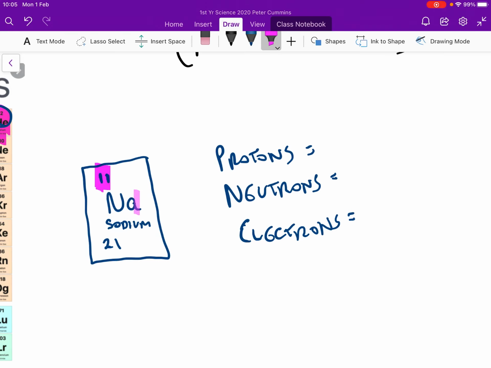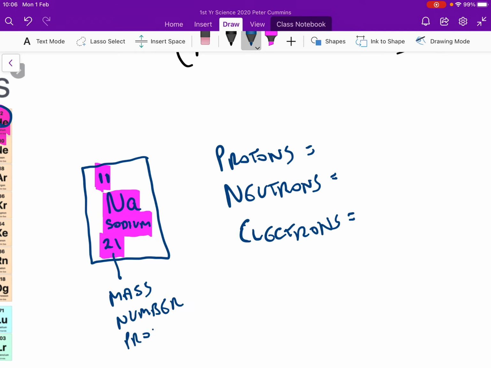So when I look at the information I have here, I have the symbol, I have the name, and I have this piece of information there. And I'm going to say, okay, this one here is our mass number. And remember, that is protons plus neutrons. And this one here is our atomic number.